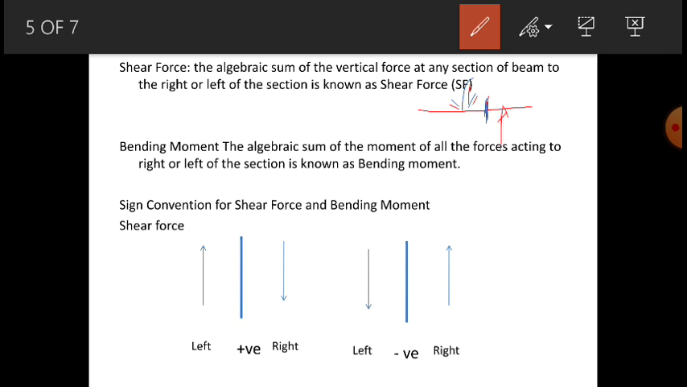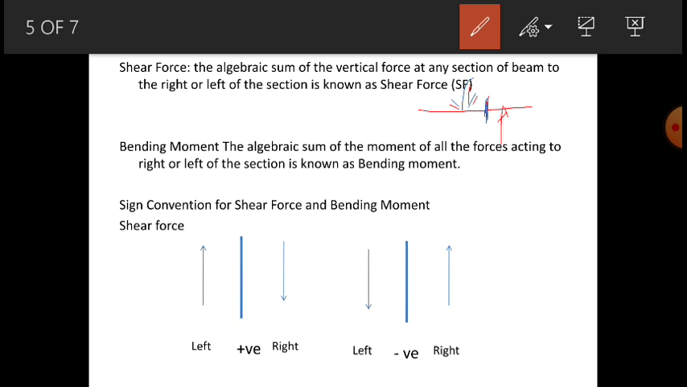So at certain sections or certain points, the beam will have a shear acting at that point, and the force which is applied over that beam is called shear force. That will be the point where shear will be acting. Okay, so this is what is shear force in the beam.